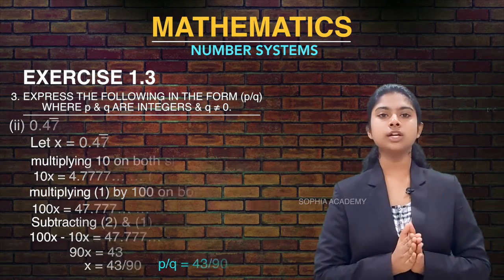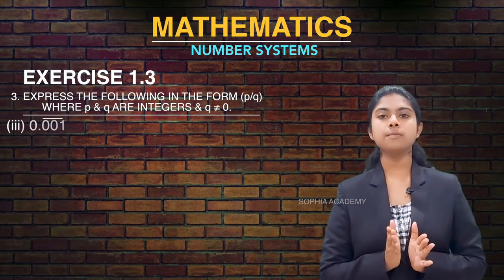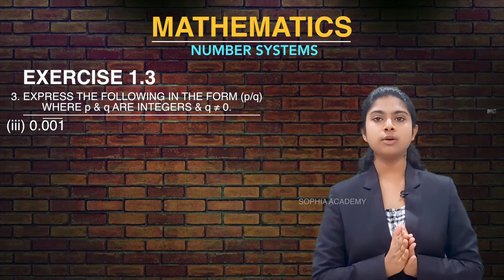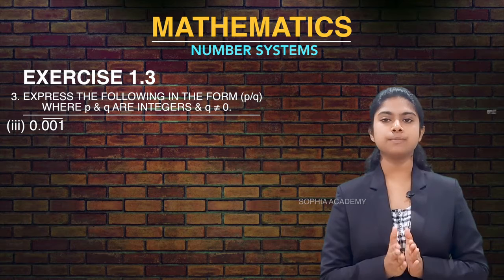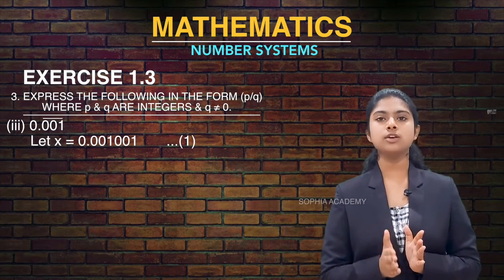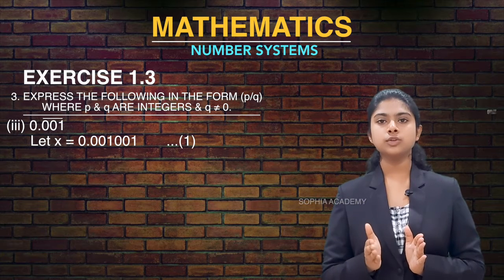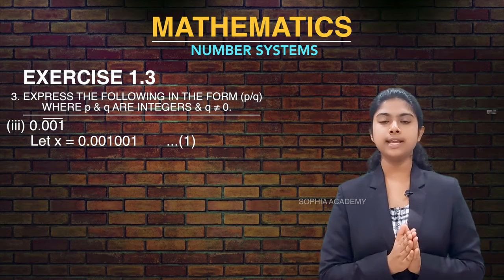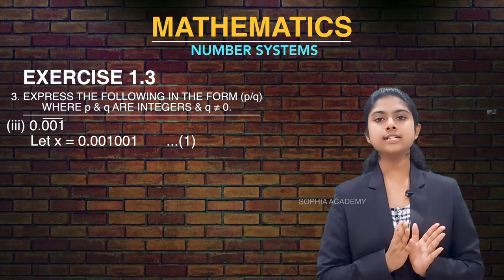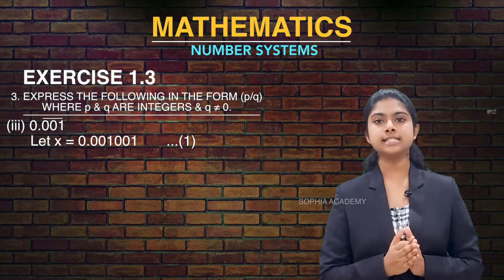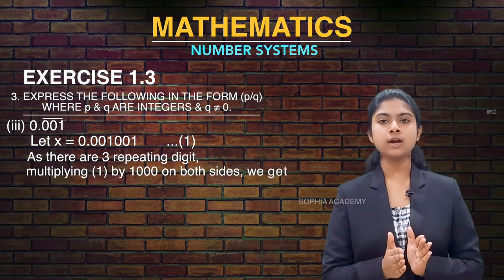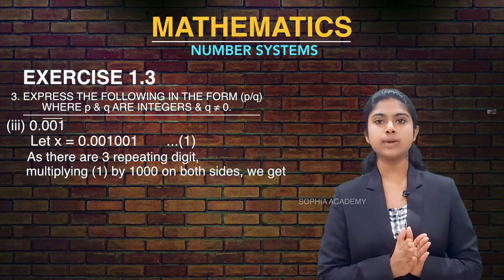So coming to the third question, that is 0.001 the whole bar. We are going to find the p by q form of the decimal expansion of 0.001 the whole bar. We can say that x is equal to 0.001001 and this keeps on repeating, and let's name it as equation number 1. We can see in this question that there are 3 digits repeating after the decimal. So we are going to multiply 1000 on either side of this equation 1.